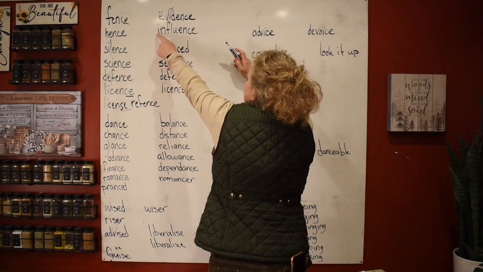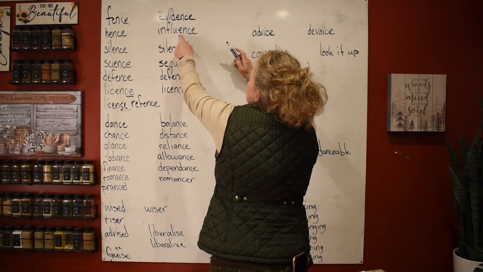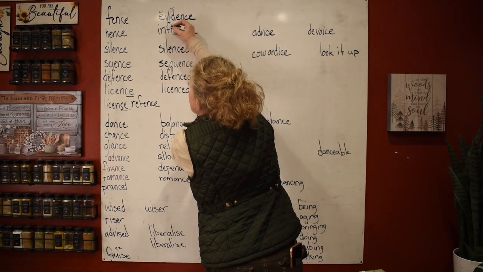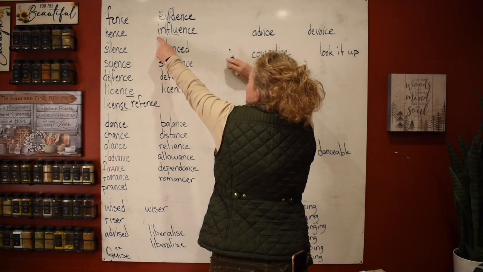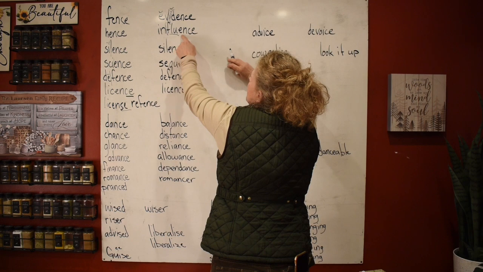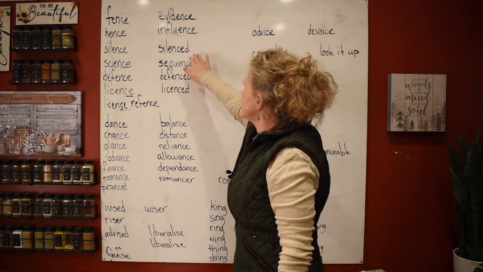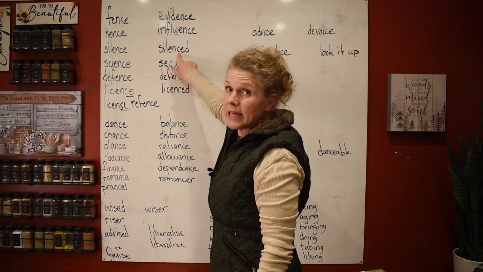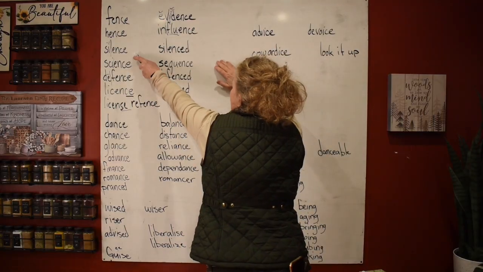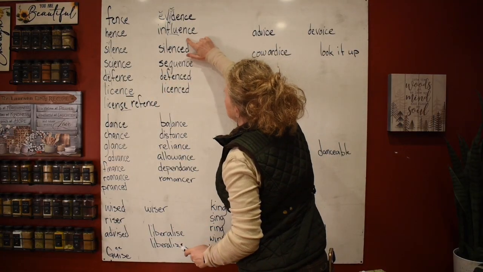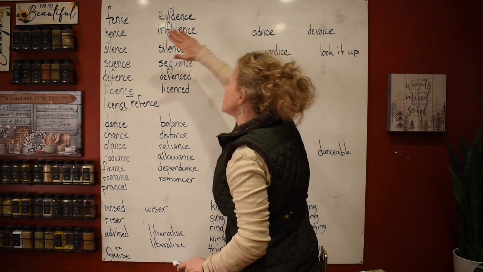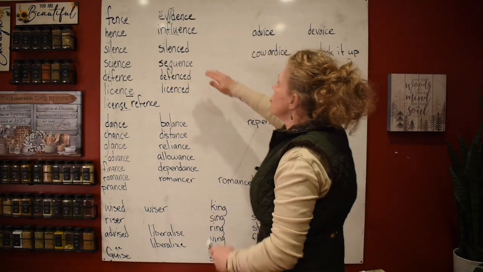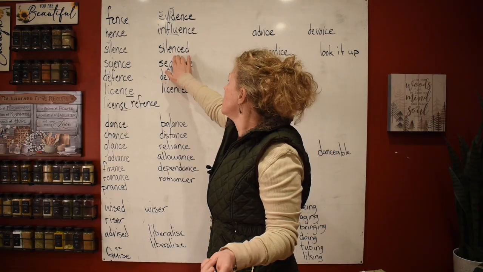Now let's look at this one. Influence. This is your Latin root right here. This is your Latin prefix. Influence. Silenced. See how this ed turns to the t sound? Because this is a C. Now, here we have our base word, and we're going to drop the E and add our suffix on to make it ed. Silenced.